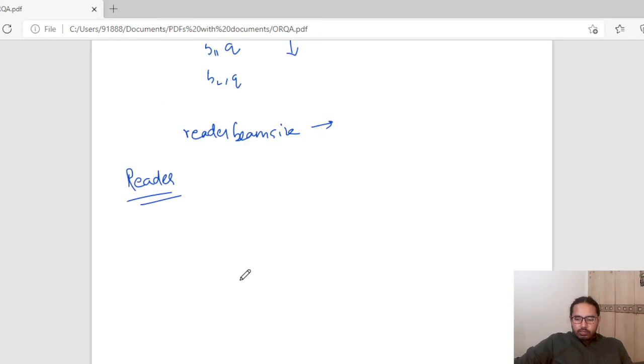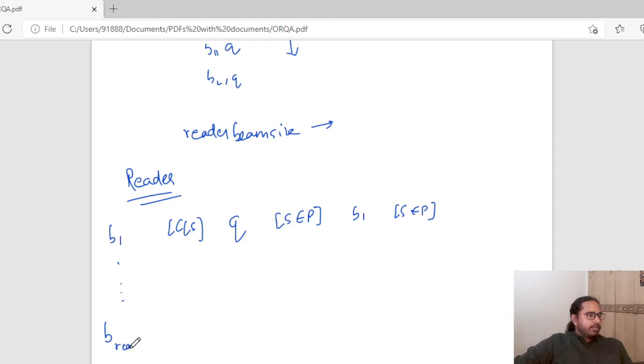We pass all the reader beam size paragraphs, something like this: the CLS token, the question, the separator, and then the first block will be sent like this. Similarly this will be done for B1, and similarly for B reader beam size.